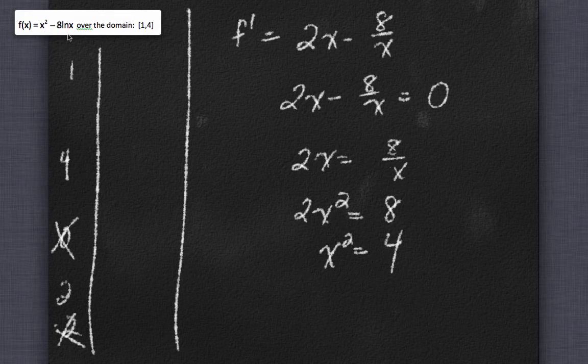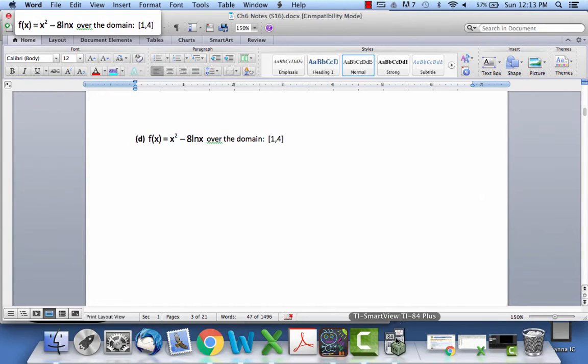At 1, natural log of 1 is 0. So 1 squared is 1 minus 8 times 0. So that's 1. 4. Natural log of 4 is a little more than 1. I guess we're going to have to put these into the calculator. So 1, 4, and 2.